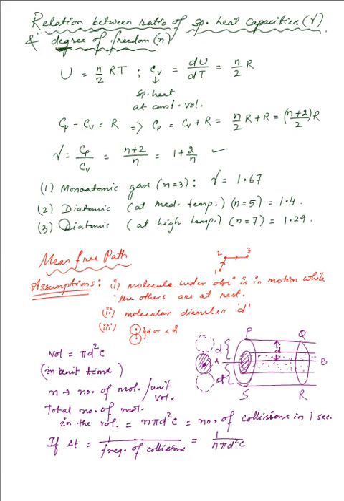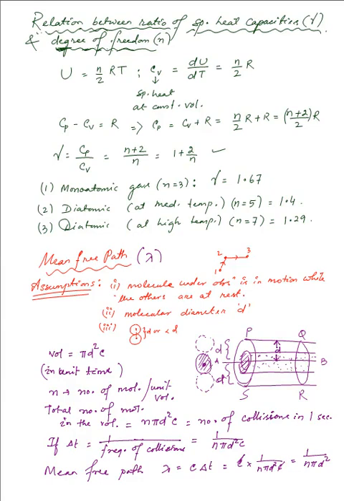Now with that being the time taken, the mean free path, which is usually denoted by lambda, can therefore be expressed as lambda equal to the speed times the time period for the collisions. In this case the c gets multiplied to 1 over n pi d square c, and the c's get cancelled out, so what we are left with is simply 1 over n pi d square. This is the expression for the mean free path.